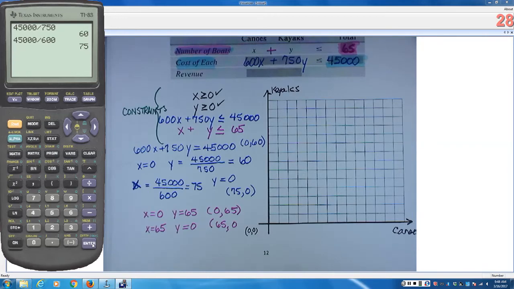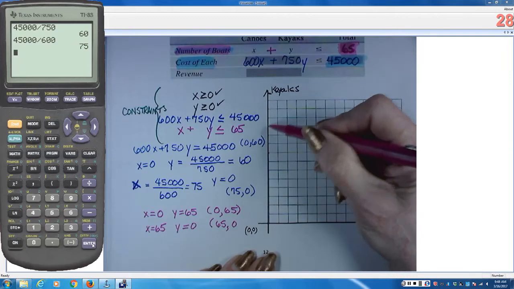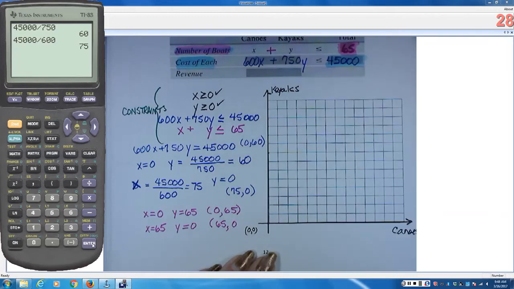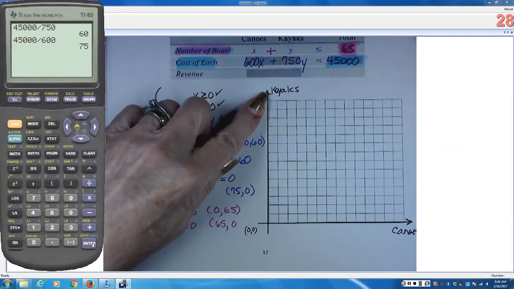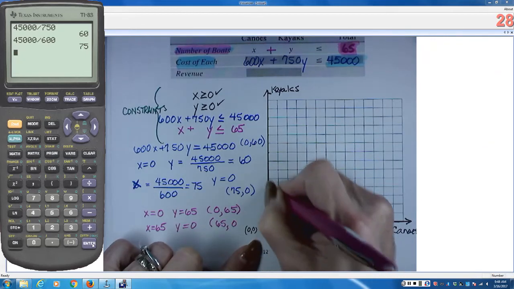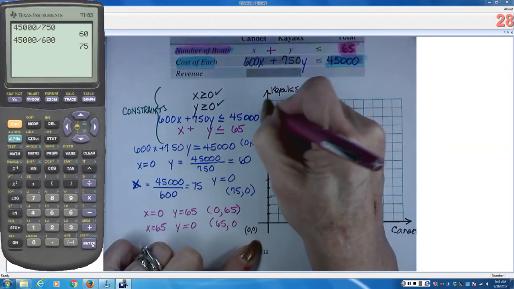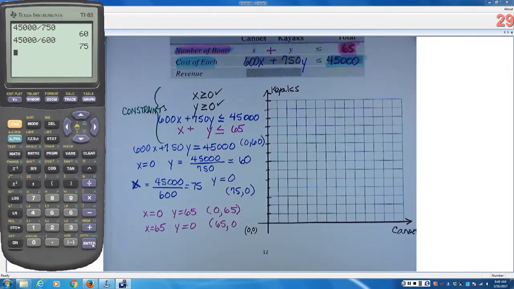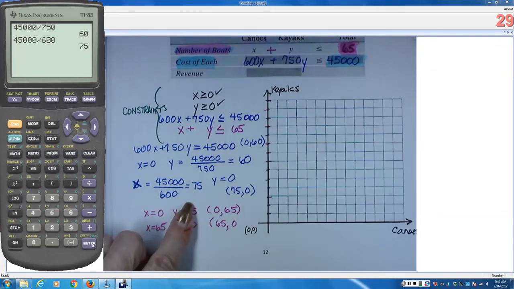So let me do a little counting here. Let's see. 1, 2, 3, 4, 5, 6, 7, 8, 9, 10, 11, 12, 13. I've got 14 spaces. So that means I could go as high as 75 if I can imagine that that's what's up there. So let's say this is 5, 10, 15, 20, 25, 30, 35, 40, 45, 50, 55, 60, 65, 70. So 75 would be all the way up there, and I don't actually need to go that high.